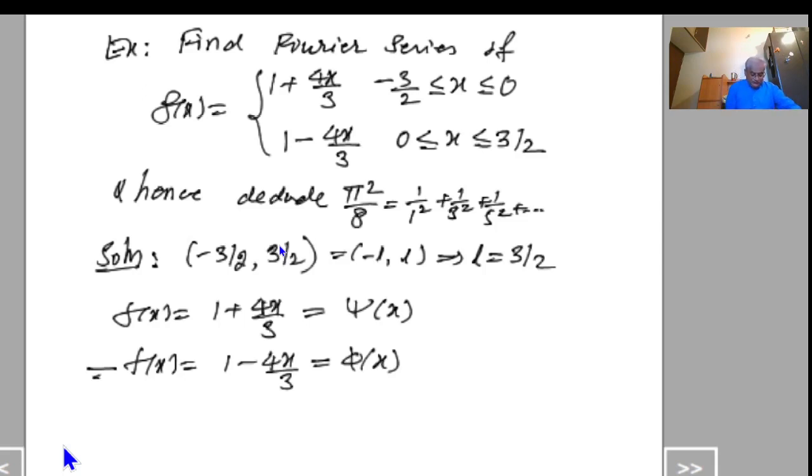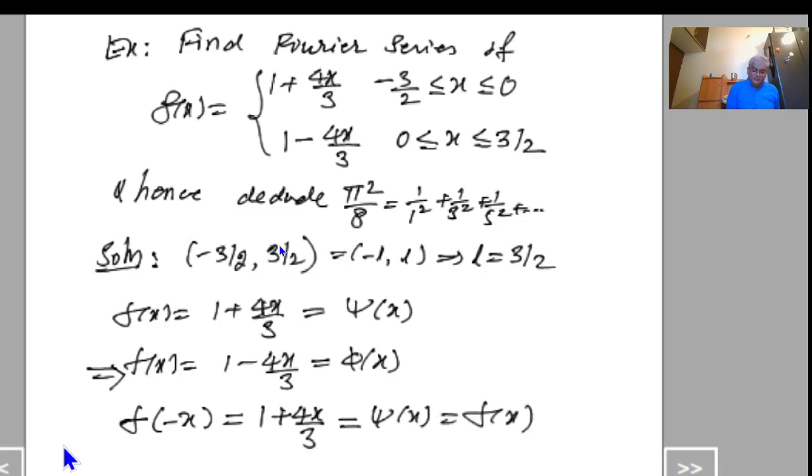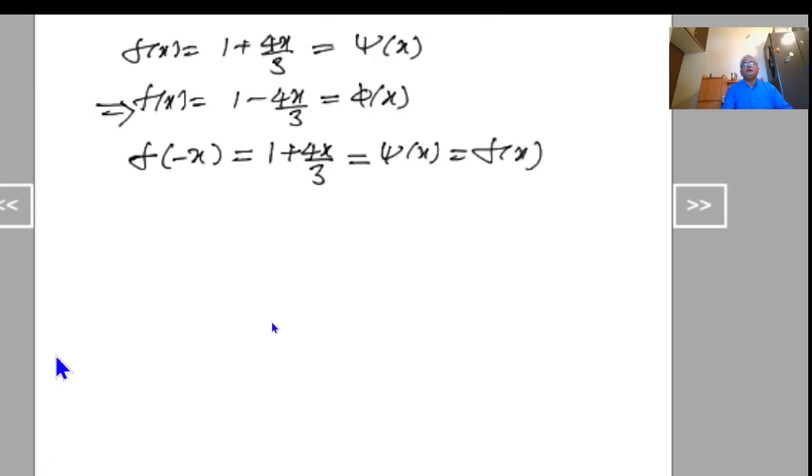Now here, if I consider this equation, f of x is equal to 1 minus 4x by 3, which is equal to phi of x. If I replace x by minus x, f of minus x is equal to 1 plus 4x by 3, which is equal to psi of x. This is nothing but f of x. So what this implies, I am getting f of minus x equal to f of x. This implies f of x is an even function. Okay, f of x is an even function.